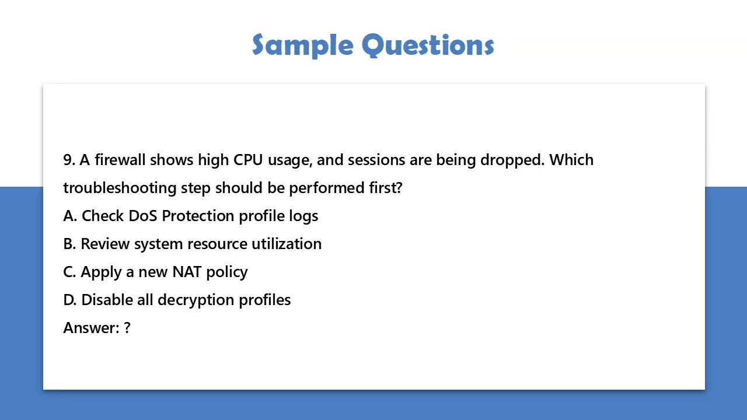9. A firewall shows high CPU usage, and sessions are being dropped. Which troubleshooting step should be performed first? A. Check DOS protection profile logs. B. Review system resource utilization. C. Apply a new NAT policy. D. Disable all decryption profiles.